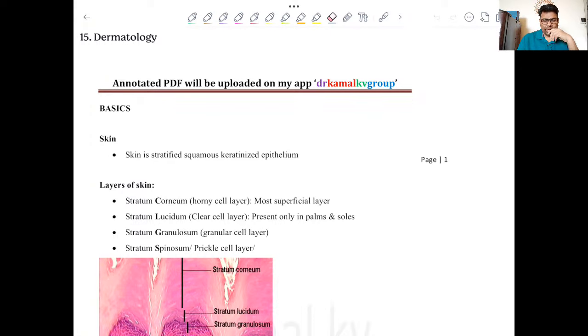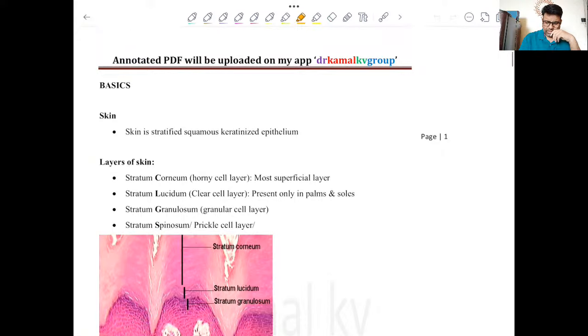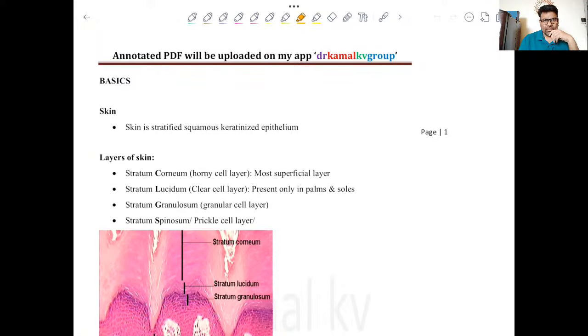So today we will take dermatology, and the very first thing is about the basic histology, or the epithelium of skin. And here you have to remember one word, that it is keratinized.